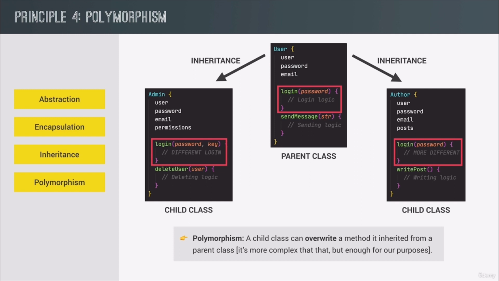Now, let's say that an admin requires a different kind of login method. For example, a more secure one, which has two-factor authentication. And let's say that we also need a special login method for authors. So how do we give them different login methods? Well, it's actually quite simple. In each class, we simply write a new method, which is also called login, and then, according to polymorphism, that login method will override the login method that has been inherited from the user class. And that's actually it. That's all you need to know about polymorphism.